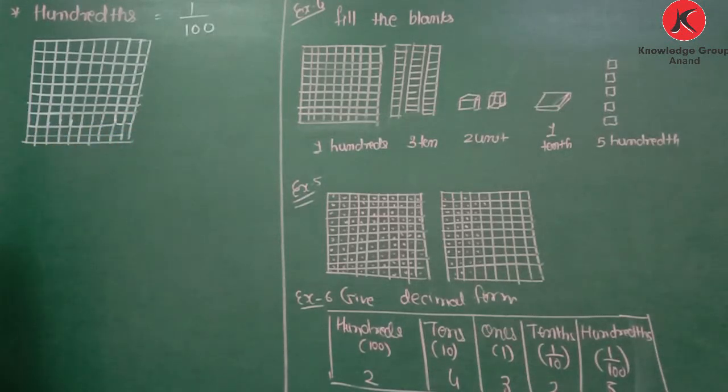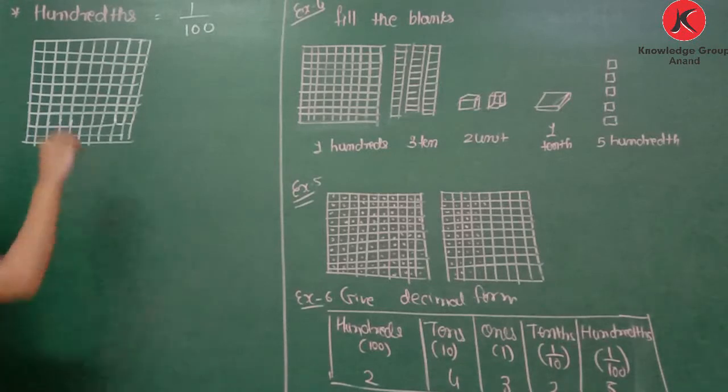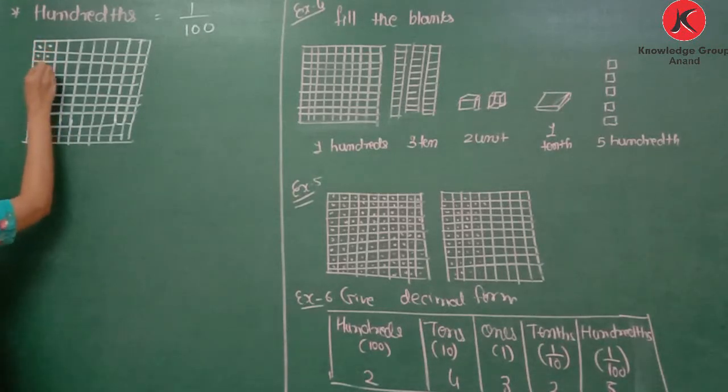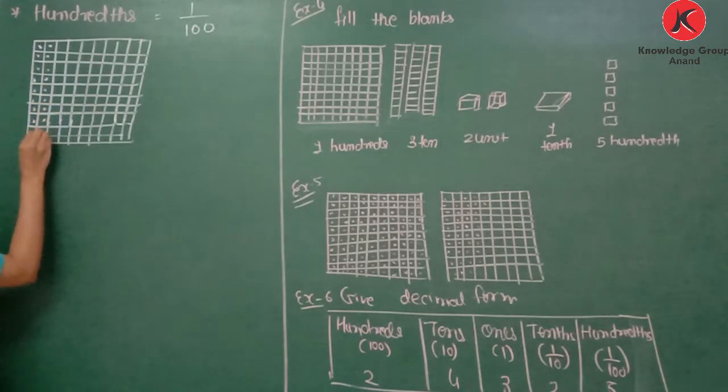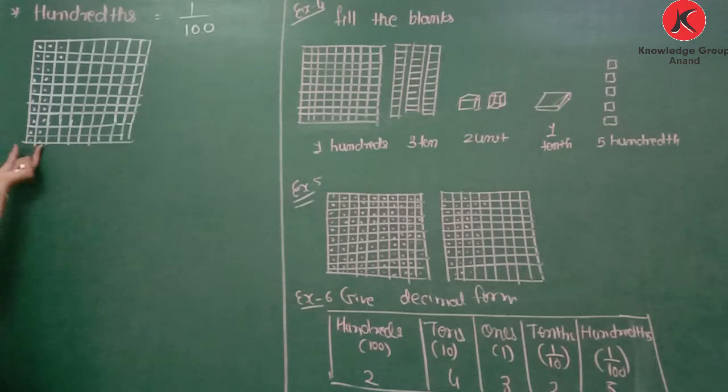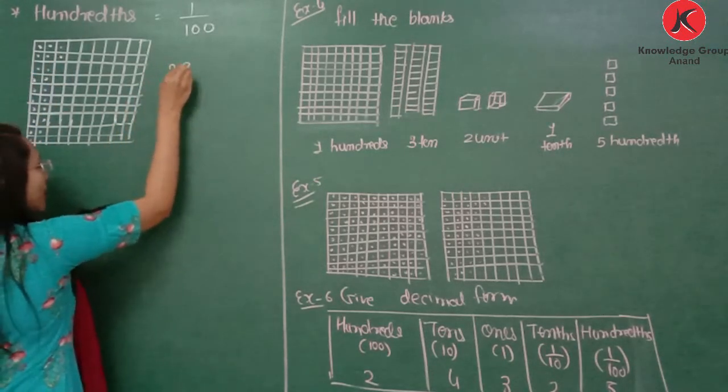And if we shade some part of this 100, so if we shade this part. Now how many parts are shaded? These are the 10, then 20 and 2. So it is 22 by 100.